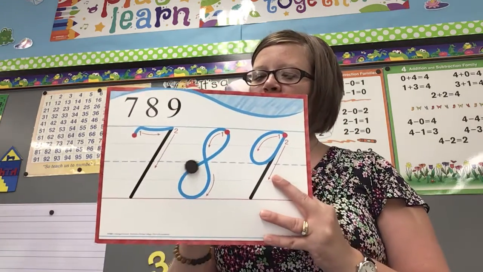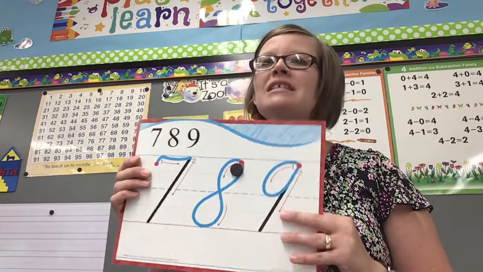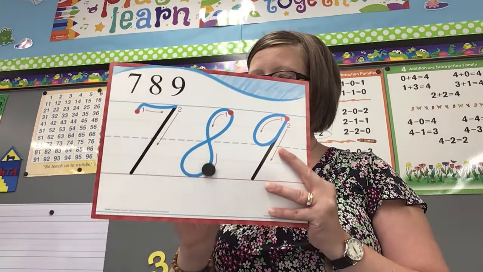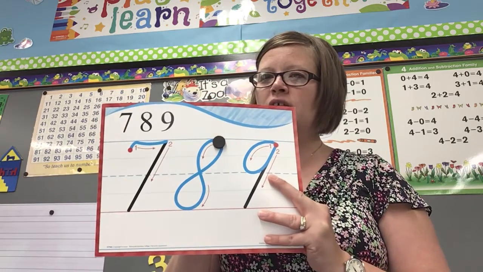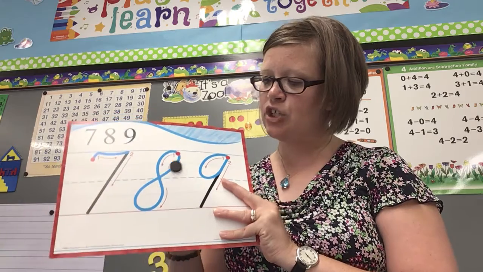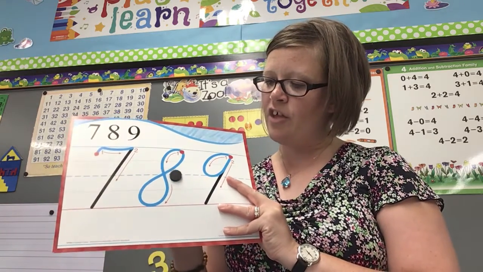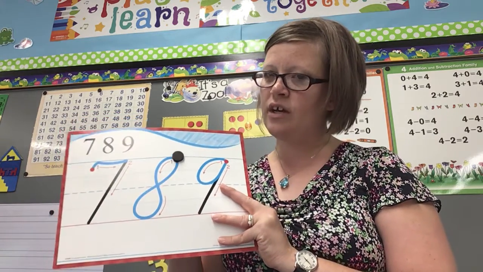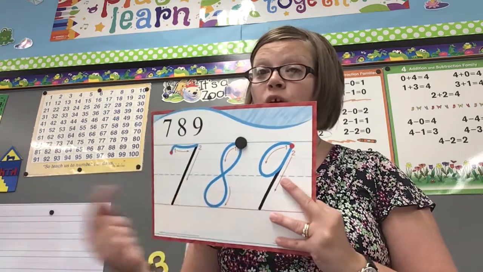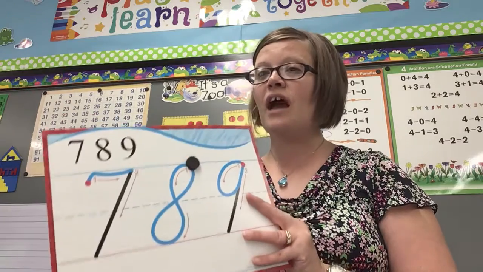Now, there's lots of ways you can describe 8. This is how I like to say it. Around the corner and across the street. Around the corner and across the street. I am number 8. Another thing to remember about number 8 is that it is the letter S with a line through it.